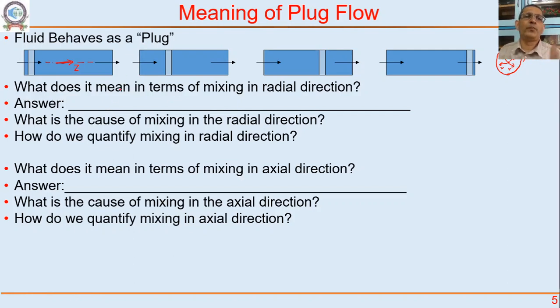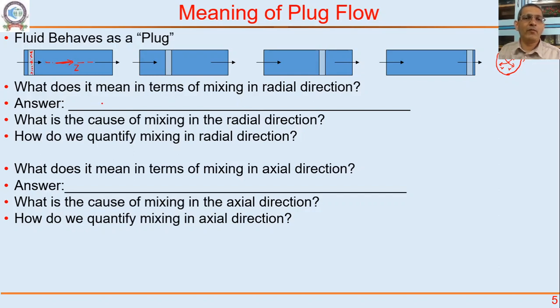So when we say plug flow, piston flow, that means all the fluid elements that are at different locations in the radial direction move at the same velocity and spend the same amount of time in the reactor, and the concentration at different locations in the radial direction is the same. Otherwise we would have had to worry about how much time this particular fluid spends, this particular fluid spends, and so on and so forth. So concentration at different radial locations is the same.